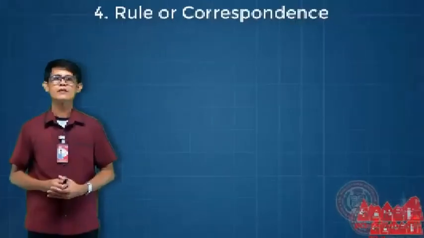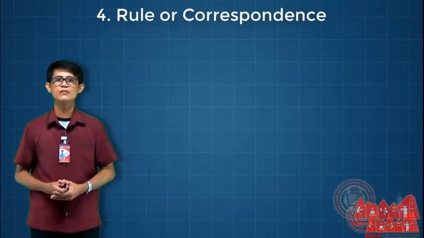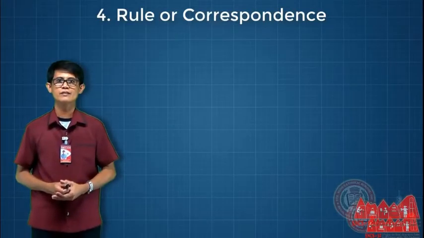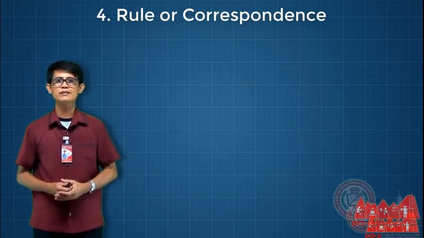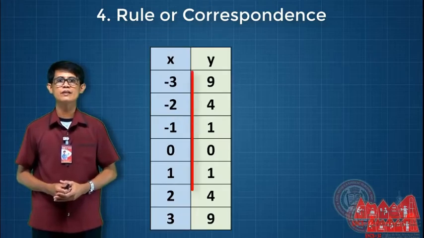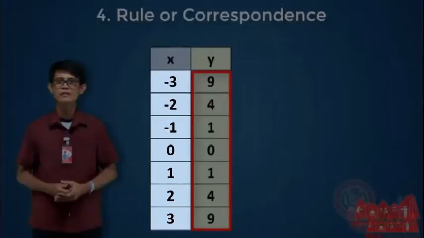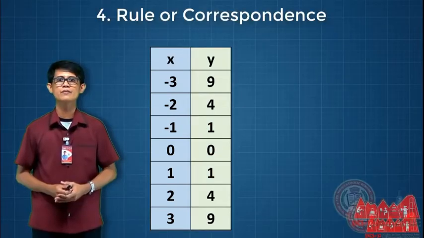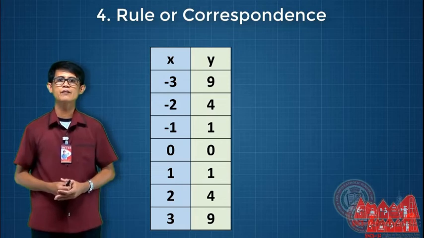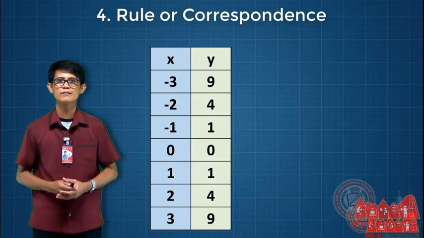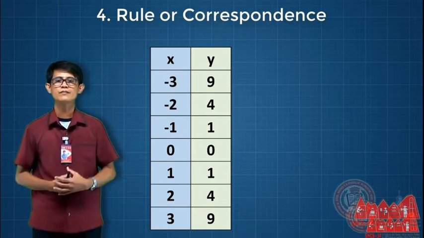Number 4, relations can be represented by using a rule or correspondence. Remember that the range depends on the domain, or y depends on x. Given this table of values, what have you noticed about the range in connection to the domain? Compare the y values from the x values and make a statement out of it. Whatever underlying principle or statement that you make that satisfies the table becomes a rule or correspondence. Did you figure it out?